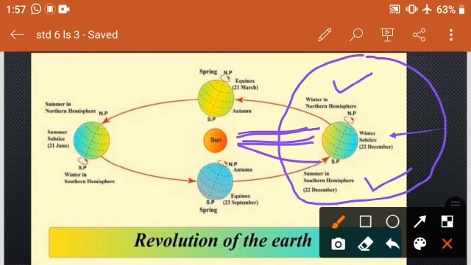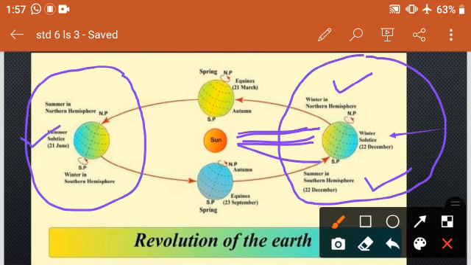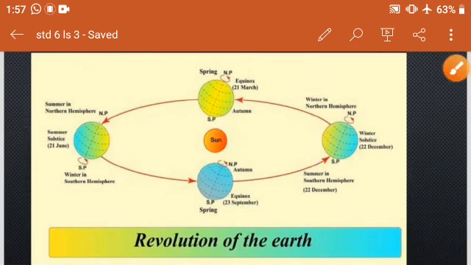It is called the winter solstice. On 22nd December, the Tropic of Capricorn receives direct rays from the sun. So the south pole tilts towards it. So this is winter solstice. And when the north pole is tilted towards the sun, it is summer solstice. And when the south pole is tilted towards the sun, it is winter solstice. So children, you should remember summer solstice as well as winter solstice.